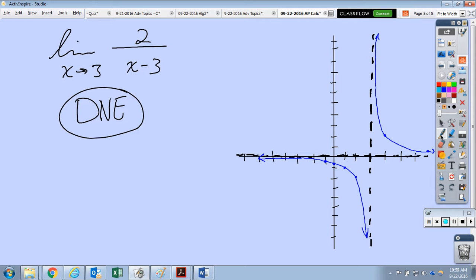When you have a vertical asymptote that's non-removable, it's not necessarily true. For example, if you have something that reduces to a parabola, I don't think it's necessarily true.